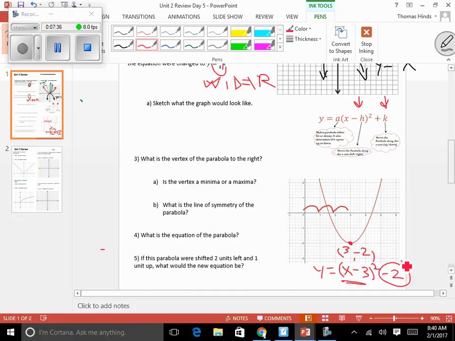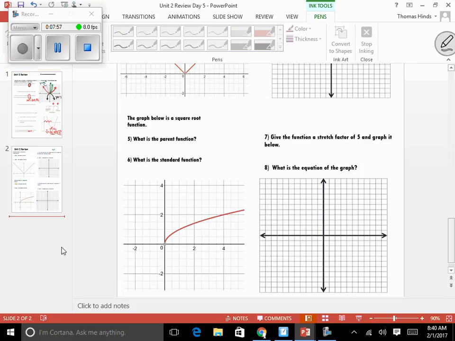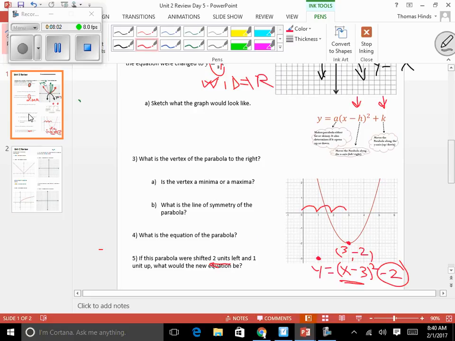On this one, I say here, this original picture, they want you to move it 2 units to the left of where it is, 2 units to the left, and then 1 unit down. So they want me to go 2 units to the left, 1, 2, and 1 down. Then they want me to give the formula for that new guy. Watch this. All I have to do is write down the new vertex. The new vertex of this guy is 1, negative 3.